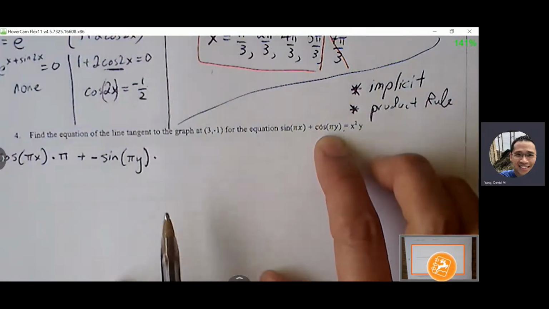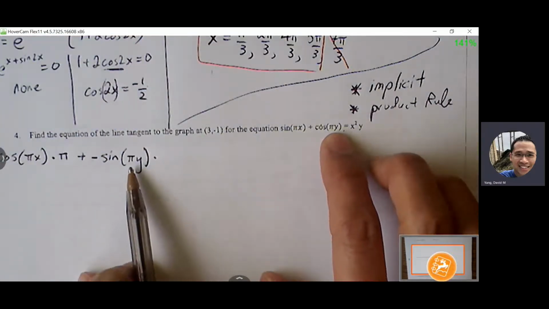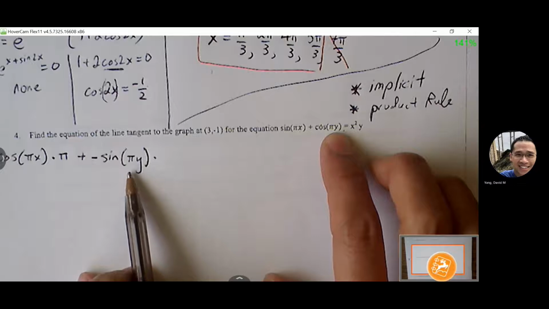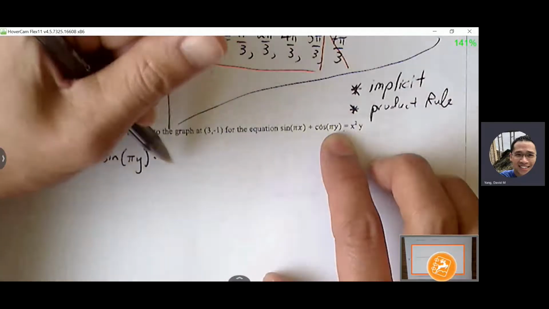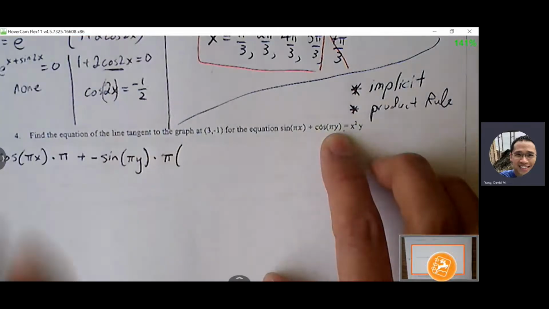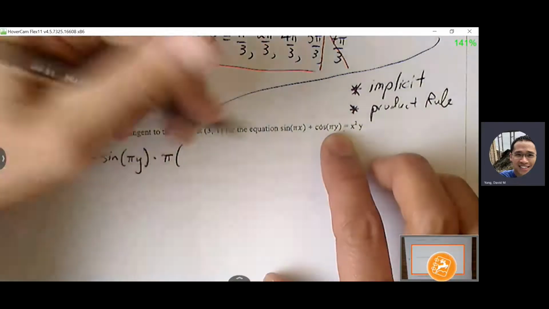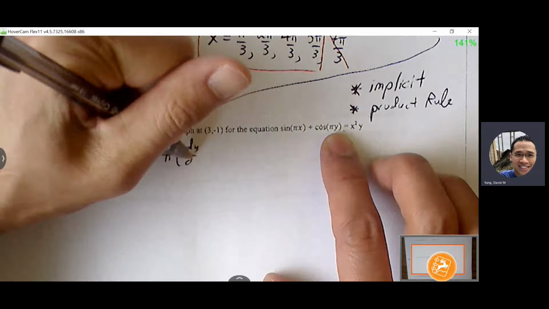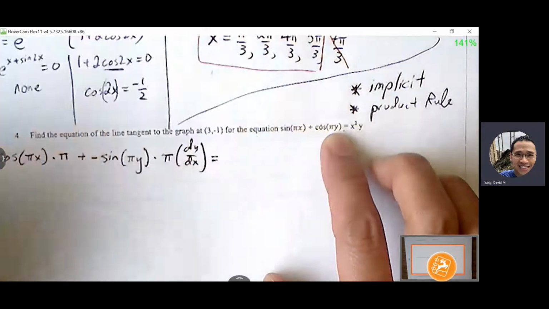Okay, u prime, what's the derivative of pi y? Good, pi dy dx. Pi stays because it's a coefficient. Y will turn into 1, but then the dy dx will be included.